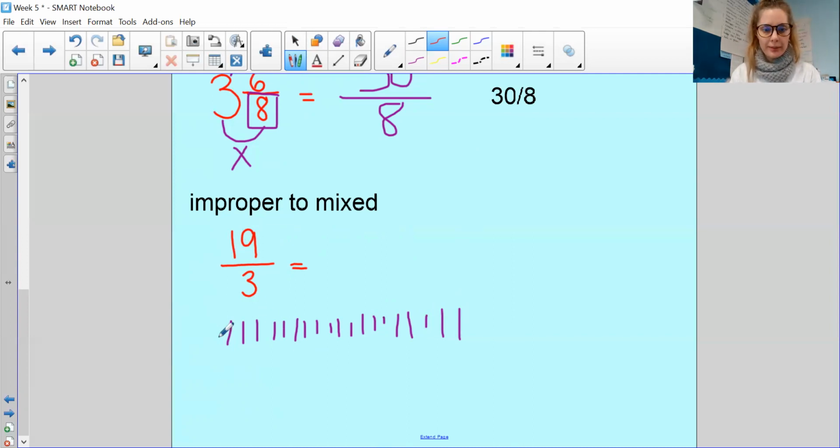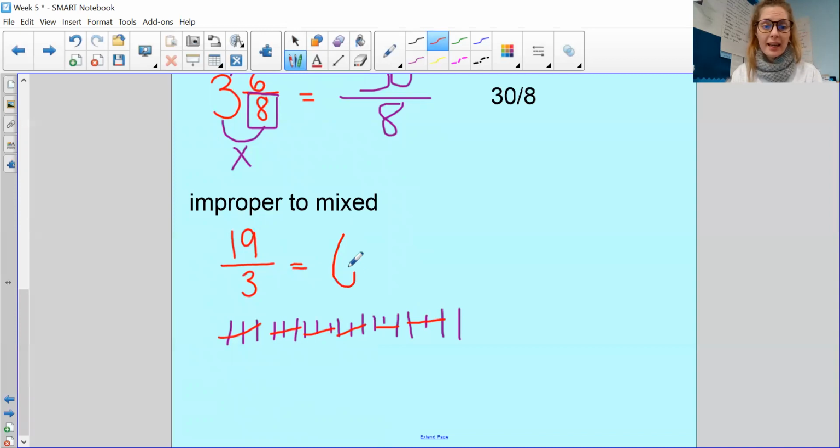I'm making groups of 3. So here is a group of 3. Here is a group of 3. Here is a group of 3. Here is a group of 3. Here is a group of 3. Here is a group of 3. So how many groups of 3 do I have? Okay, I have got 1, 2, 3, 4, 5, 6.